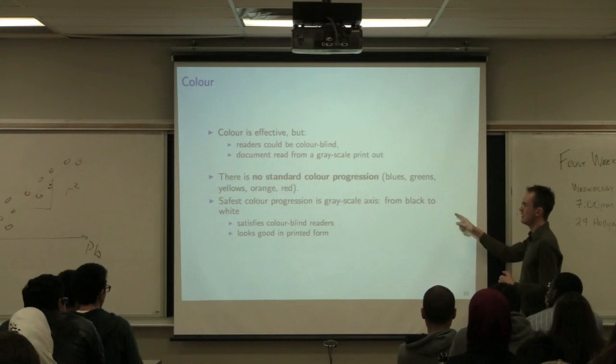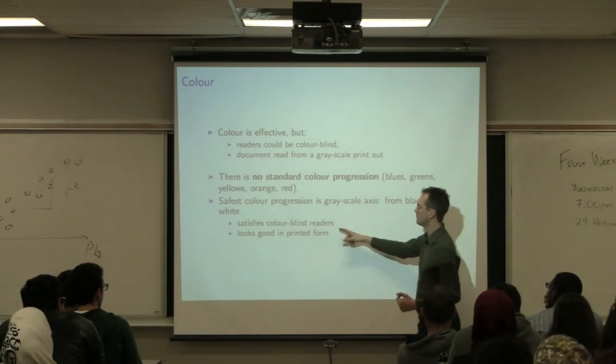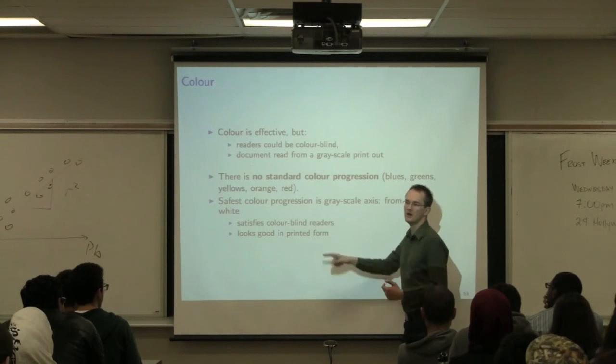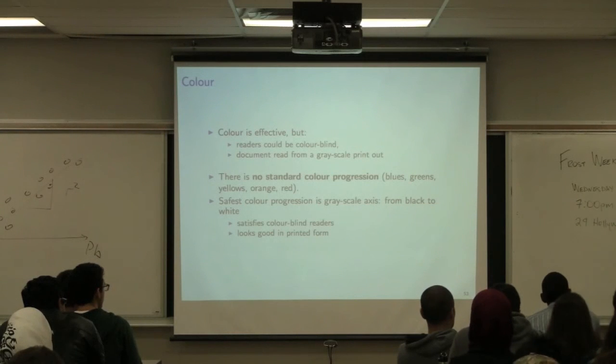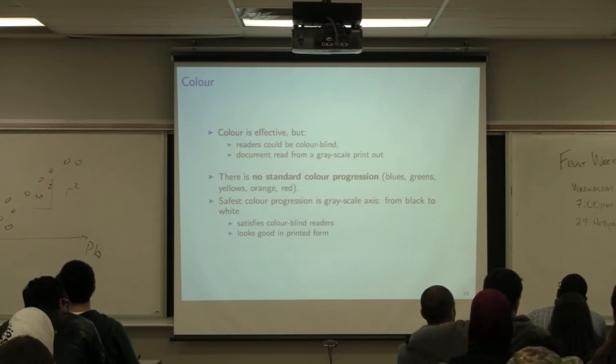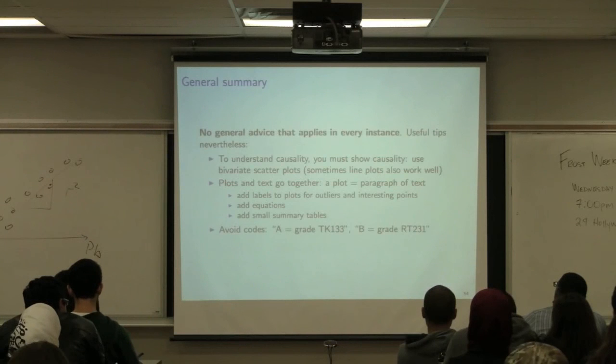There's only one color progression that is universal and always works, satisfies the colorblind readers and looks good in printed form, and that's the progression going from black to white through the various shades of gray. And the U9 is excellent at picking up very, very discrete shades of gray. So use that when you want to.